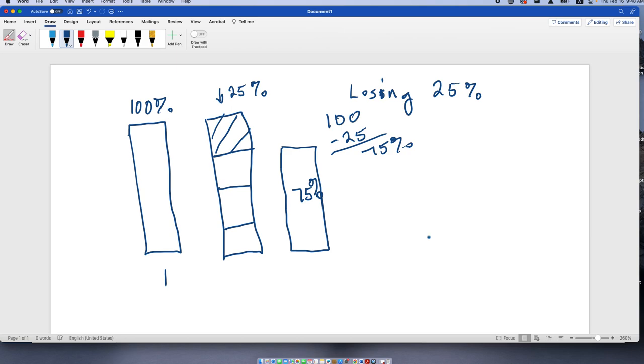Okay, and that's what we call exponential or percentage decrease, right? It's decreasing. How do we write 75% as a decimal? 0.75. How did you do that?